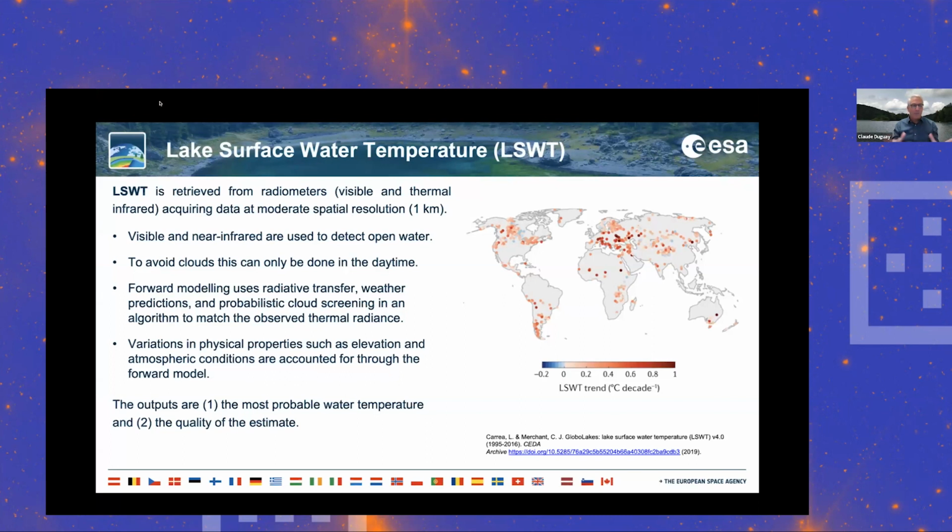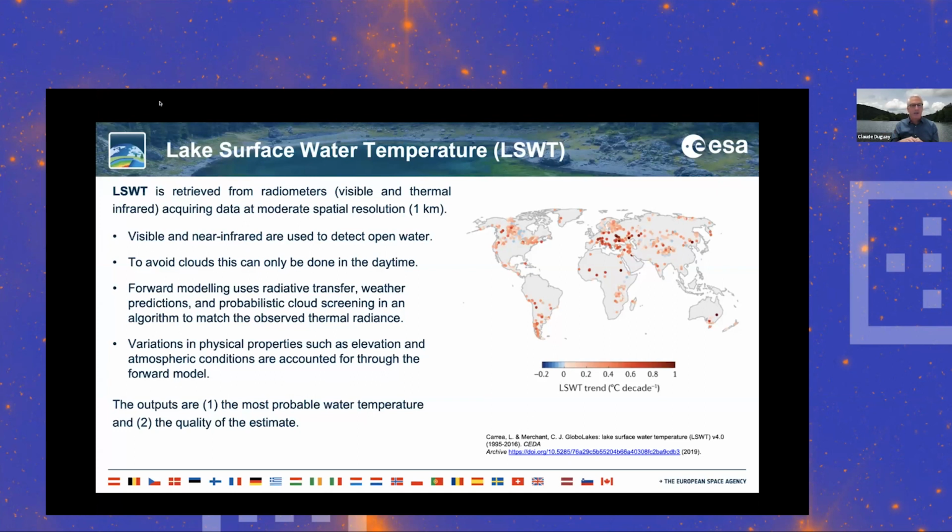It uses a more complex retrieval than in the case of the lake water level, which is more straightforward. In this case, there's a forward modeling done of brightness temperature using a radiative transfer model. There's some weather predictions, a first guess, that go into this. And after that, there are the brightness temperature measurements from the various satellite missions over time. Some of the outputs are the most probable water temperature, flags in terms of reliability of the measurements for each pixel, and some quality estimate.